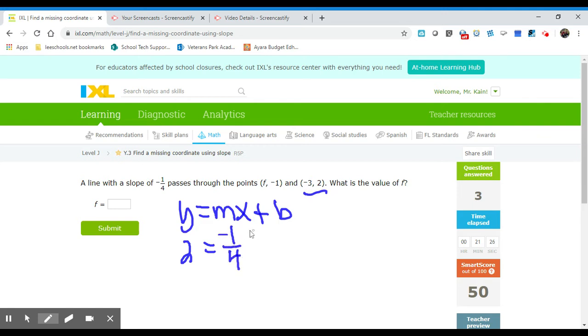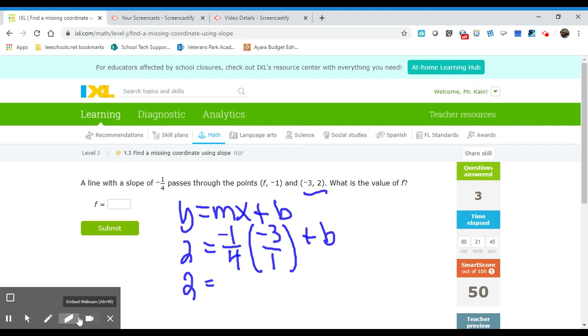We know our x is -3. So since you're multiplying, here's what I recommend. Put it in as -3/1 because you're going to multiply across. And then plus b, we don't know b yet, right? So if you multiply across here, change the color to red.